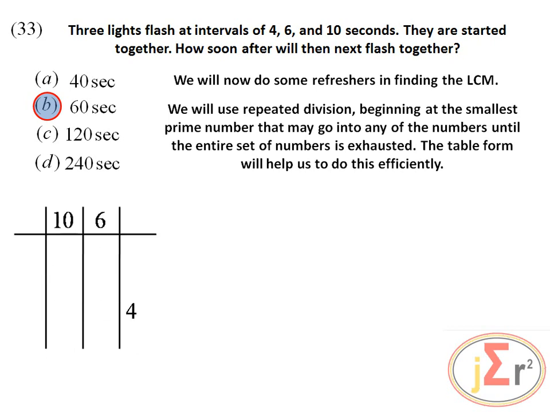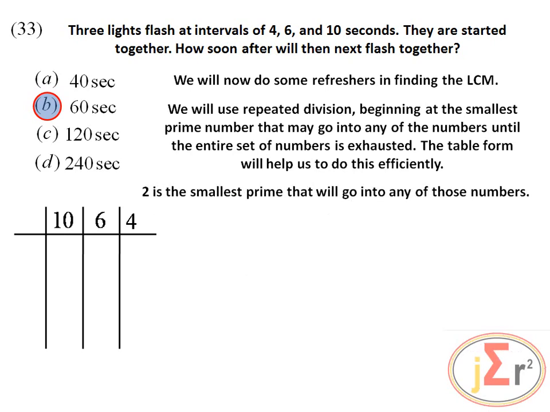So there is our table, the first row, and we will begin our repeated division. But remember that we are talking about any number that the smallest prime number that we choose can go into. So if we choose 2, which is of course the smallest one, as long as 2 can go into any of these, it is not necessary for 2 to be able to divide into all of them. Just that it can go into 1. As long as it can go into 1, we will use it.